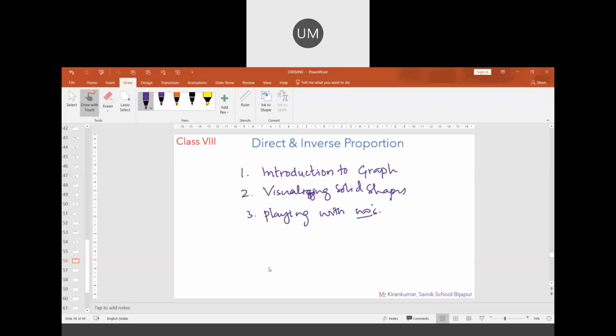Visualizing solid shapes, sir. This is in continuation. This chapter I had missed somewhere in the first term. Is this there in the first term? No, second term only. In the book it is 10 chapters. Probably I have started mensuration before this chapter, isn't it?